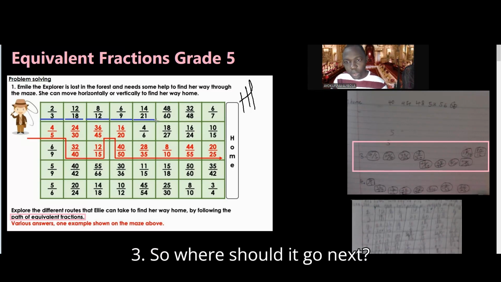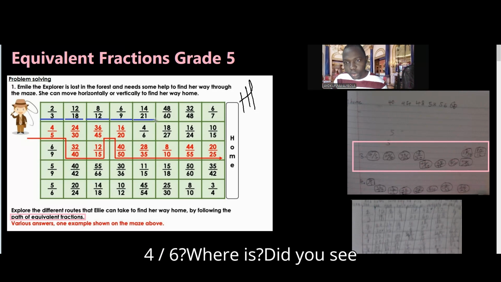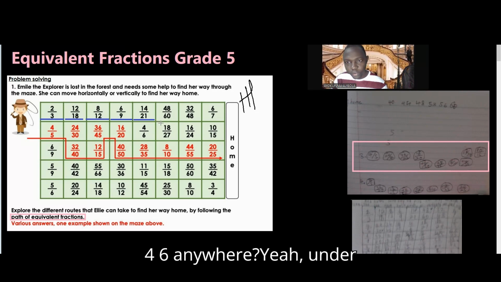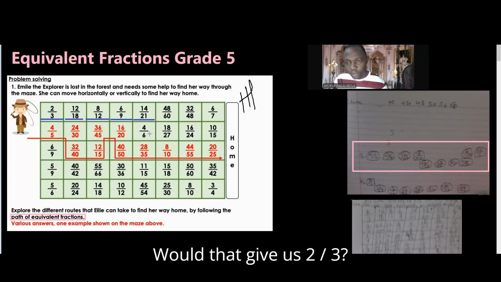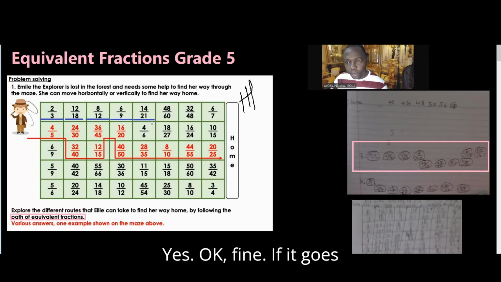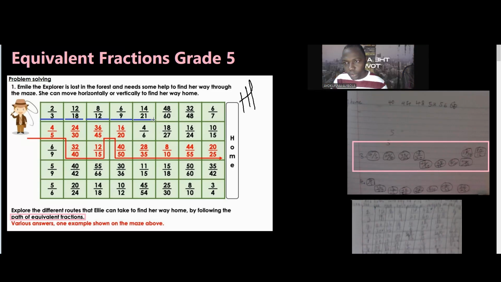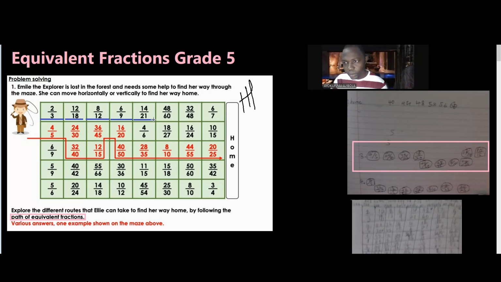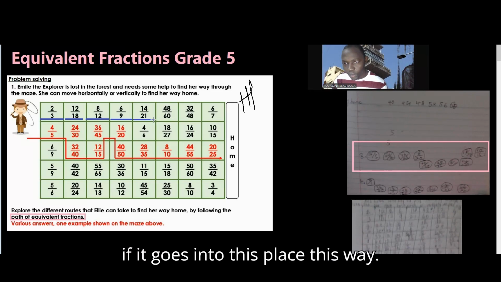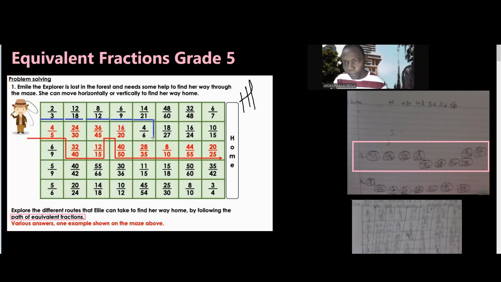So where should it go next? Should it be 4 over 6? Did you see 4 over 6 anywhere? Yeah, under 14 over 21. Okay, would that give us 2 over 3? Yes. Okay, fine. If it goes into this place this way, where should it go next?